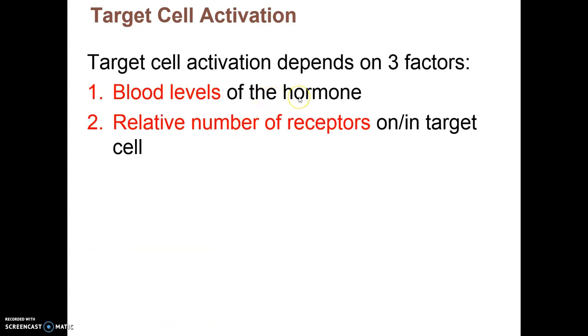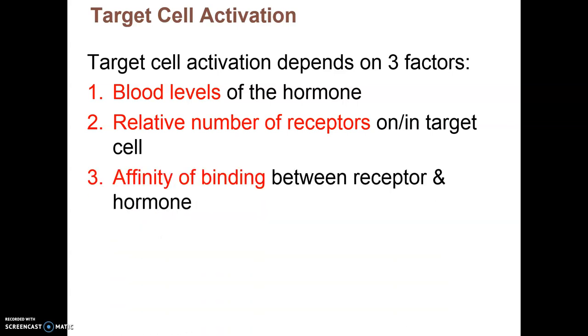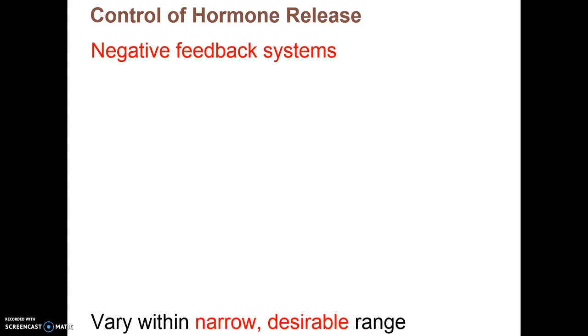Target cell activation depends on three factors: the blood level of the hormone, the relative number of receptors in the target cell, and the affinity of binding between the receptor and hormone.